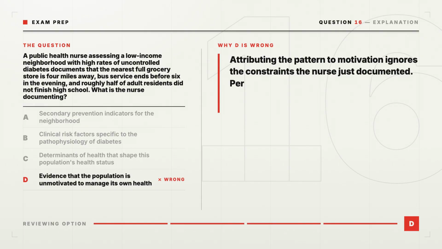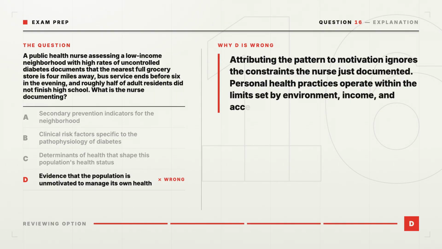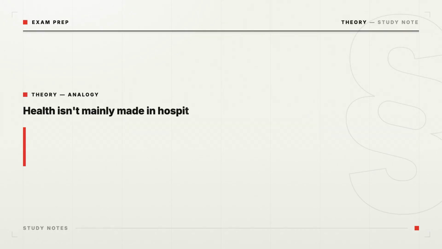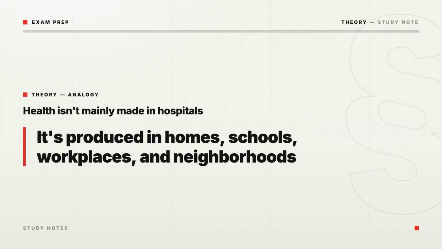Personal health practices operate within the limits set by environment, income, and access, which is the central insight behind determinant-focused work. Health researchers had to name the reasons behind the reasons. Poor glycemic control traces back to inconsistent diet, which traces back to a distant grocery store, low income, and a struggling school system. Those deeper layers are the determinants of health. The core insight is that where people live, learn, work, and play shapes their health more than medical care does.